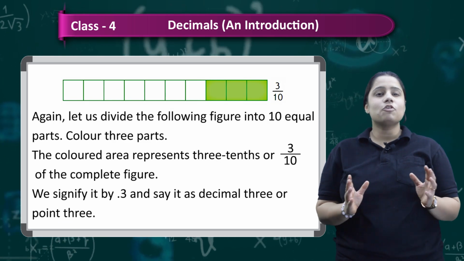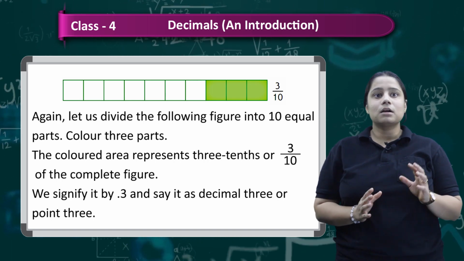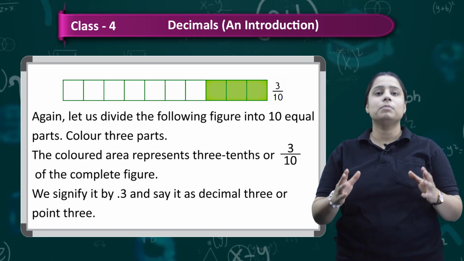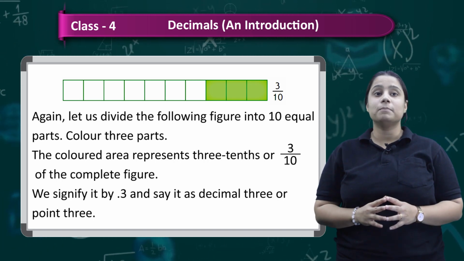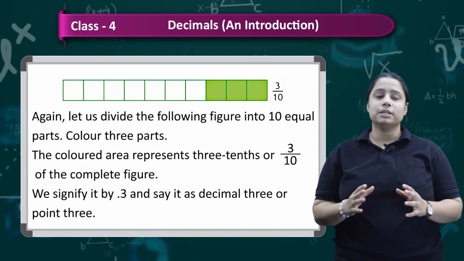Again, let us divide the following figure into 10 equal parts. Color 3 parts. The colored area represents 3/10 or 3 by 10 of the complete figure. We signify it by 0.3 and say it as decimal 3 or 0.3.